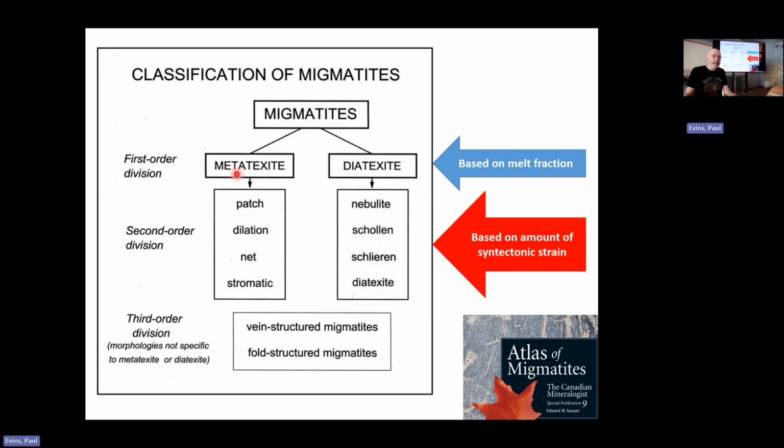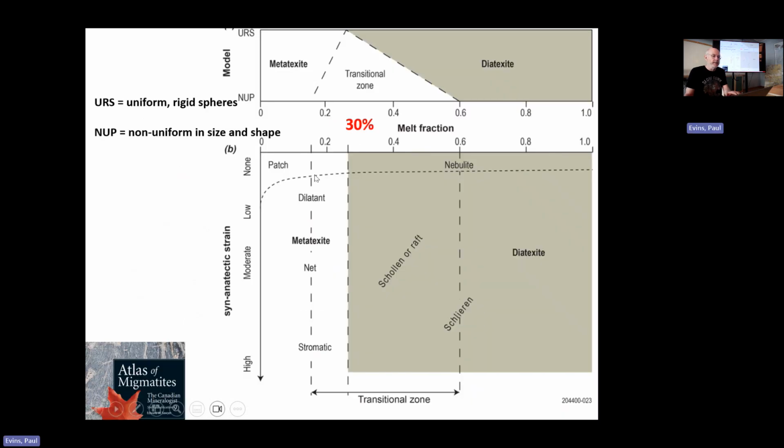The first order division is metatexite and diatexite. That is based on melt fraction. Second order divisions is sort of how the melt's distributed in them, the two different rock types, and that's related to the amount of syntectonic strain, so how much you're stretching or compressing them. So let's go to first metatexite, diatexite melt fraction division.